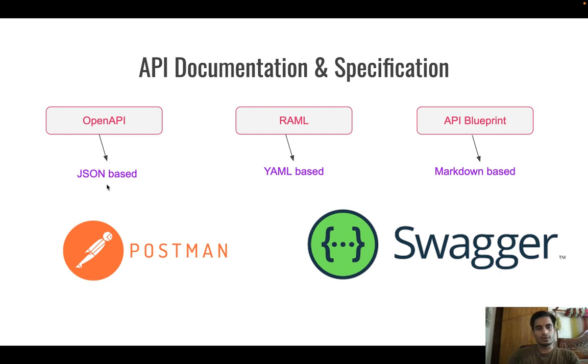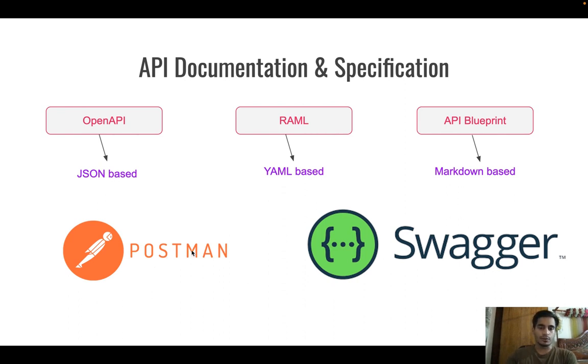It means we'll write some JSON code and it will generate an API for us. We'll write some YAML code and it will generate an API for us. We'll write Markdown and it will generate an API for us. We can use Swagger, which uses the OpenAPI specification for documenting our APIs. Also we can use Postman to share our APIs with developers.